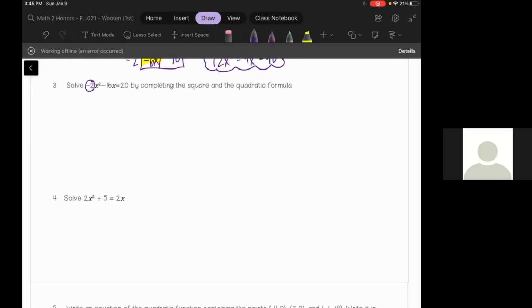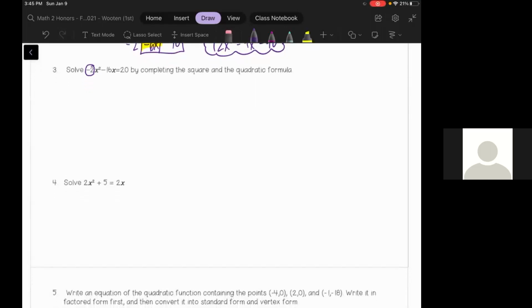Okay, so I want to divide both of those terms by negative 2 and factor it out. So if I divide the first part by negative 2, I get just x squared. And if I divide negative 16x by negative 2, I get positive 8x. And then that still just equals 20. Now I have the x squared plus 8x. That is what I need to put in an incomplete square.